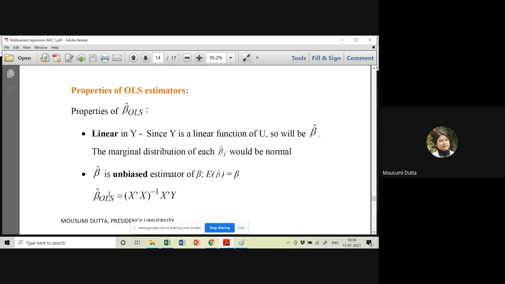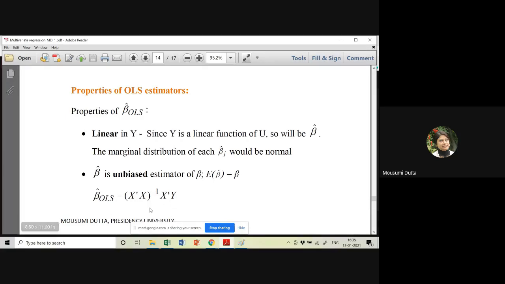Okay. The second property: beta hat is an unbiased estimator of beta if we can show that the expectation of the beta hat vector is equal to the beta vector. If we can show that, then we can claim beta hat is a series of unbiased estimators for beta. So let's start with beta hat OLS, which is x prime x inverse x prime y.